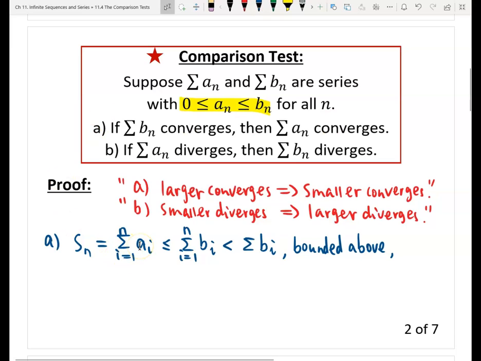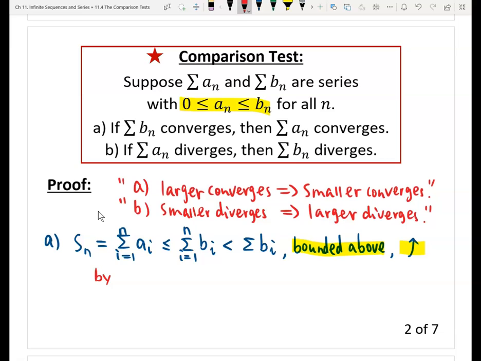Because a has positive terms, when we add more terms, we get a bigger sum. Therefore, the sequence S_n is increasing. Okay, it's monotonic, right? It's increasing. Let me simplify in this way. Therefore we have these two results: the partial sum sequence is bounded above and also increasing. Do you remember this result? Okay, we call it the monotonic sequence theorem, right? The monotonic sequence theorem, let me write.